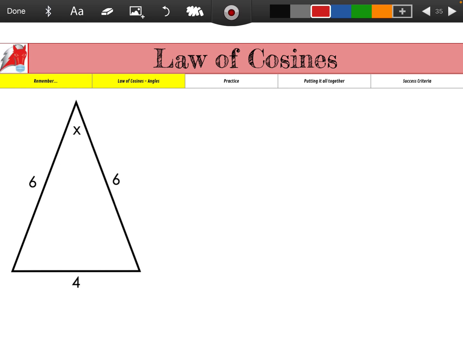Using law of cosines here, so we go c squared equals a squared plus b squared minus 2ab cosine C. See if you can fill that out as far as what we're given here on this one, where we have those two 6s and a 4. Where do those go? How does it set up? Try it out.